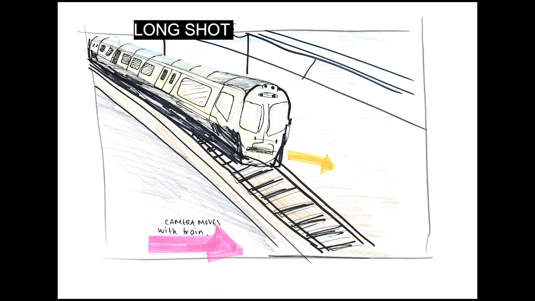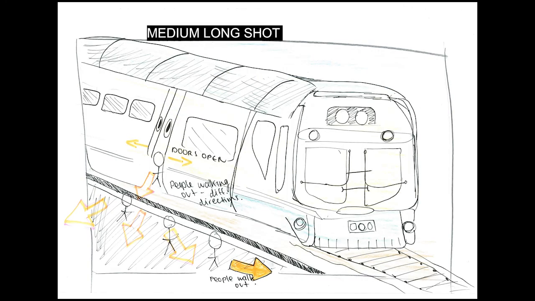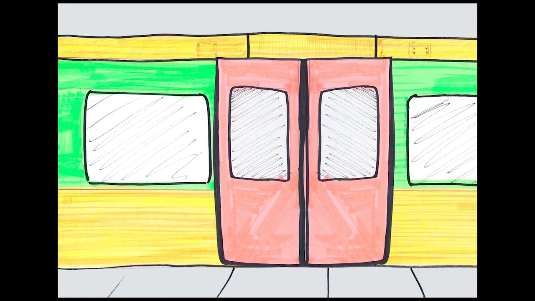Then there will be a long shot of a train travelling past with the camera moving with the train. Lastly, there will be a medium long shot of the train coming to a stop, moving into a close-up of people walking out of the train.